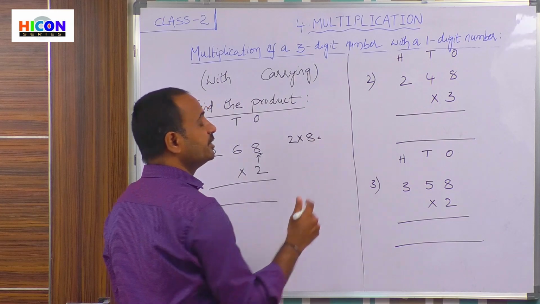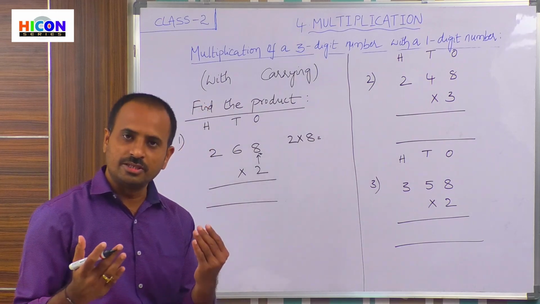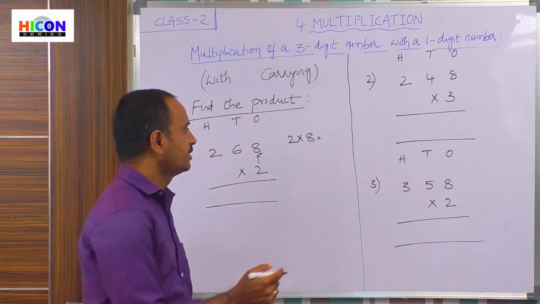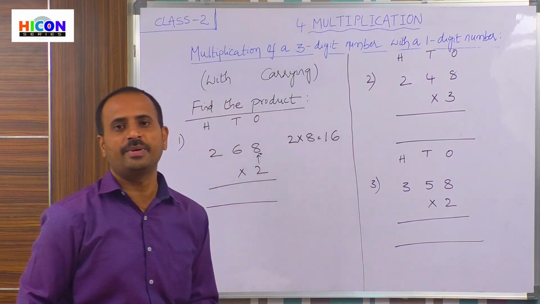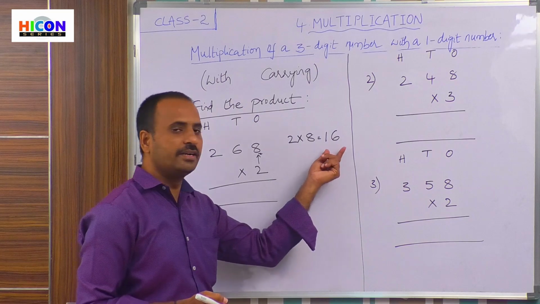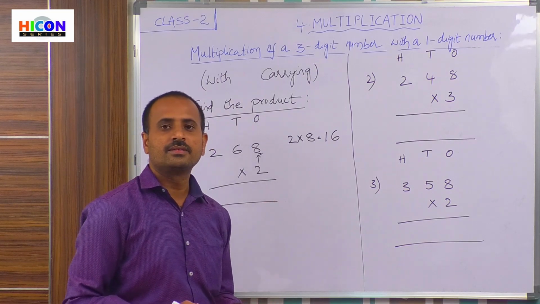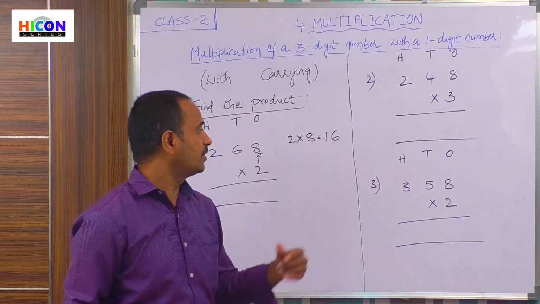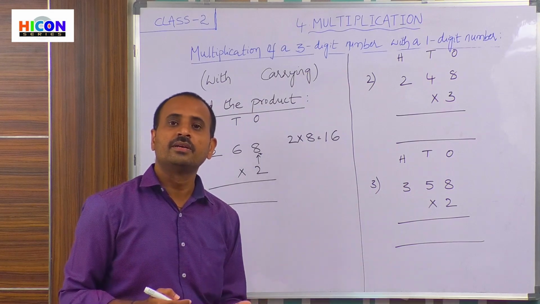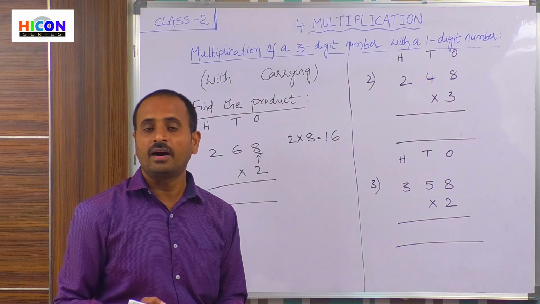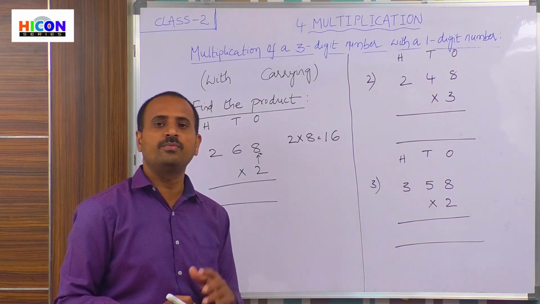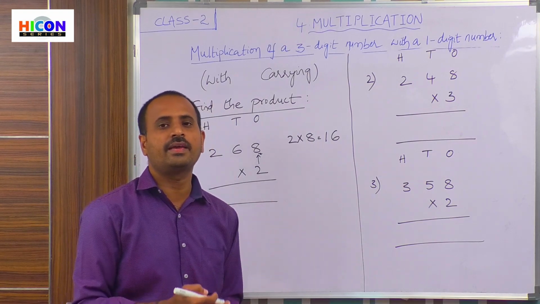Children, how much is 2 eights? 2 eights are 16. But children, here 16 is a 2-digit number, and we should not write 16 under ones place. What do we have to do here? If the product is a 2-digit number, then we have to take carrying. How to take carrying? Already I have explained in the example problem how to take carrying.